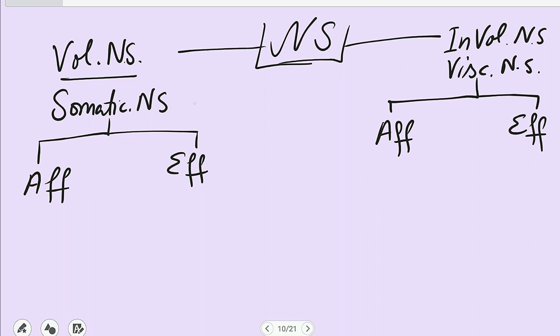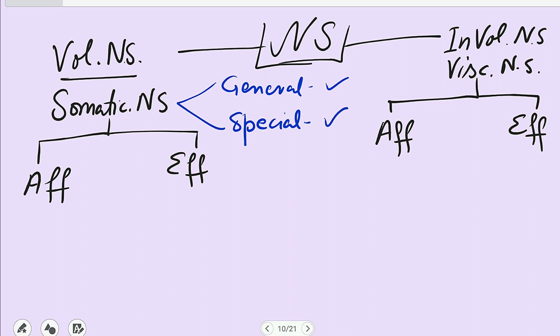These two divisions are further divided into a general category and a special category. The functions can be general when they are present in the whole body. The functions will be special when they are present only in the cranial region. For example, we have got taste, vision, hearing and balance in the cranial region. So these will be labeled as special components or special functions. So let's name these components.